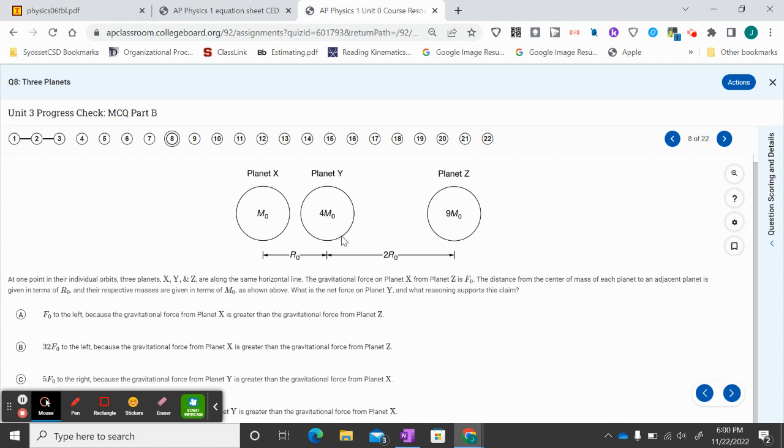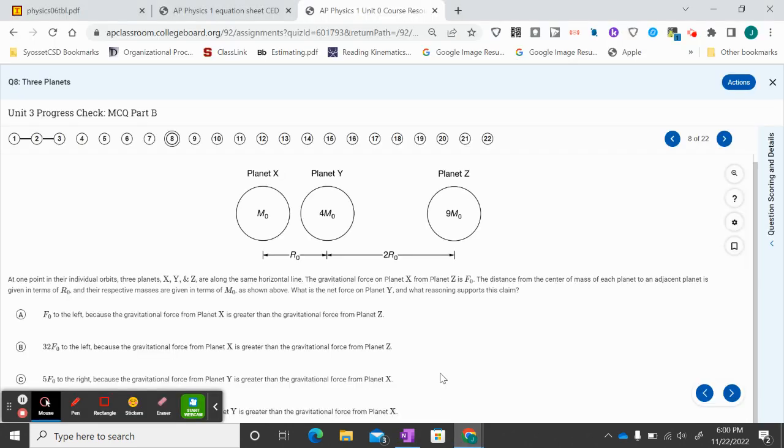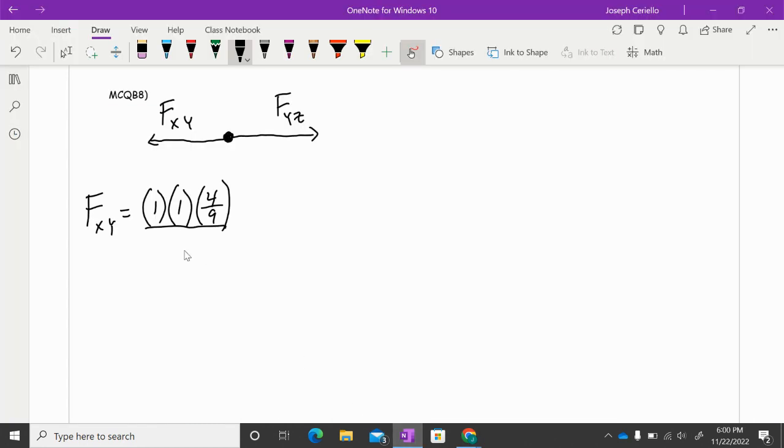So by what factor is it changing? It's 4/9. So you can see already that the fractions are going to be a little tricky here. And how's the distance changing? Well, between X and Z, the distance is 3r. That's our F naught case, right? So that's 3r. Between X and Y, it's simply r. So that's 1/3 as far apart.